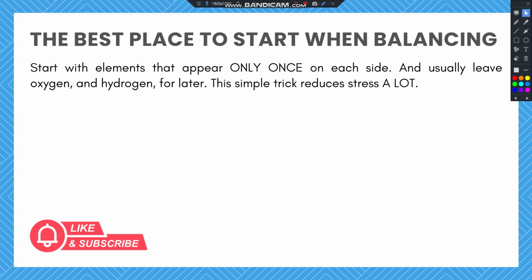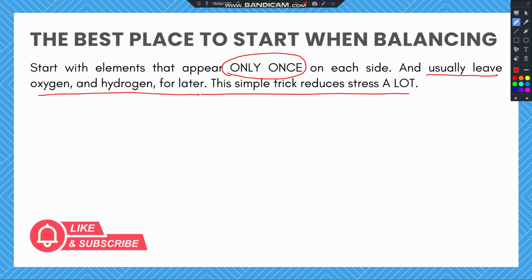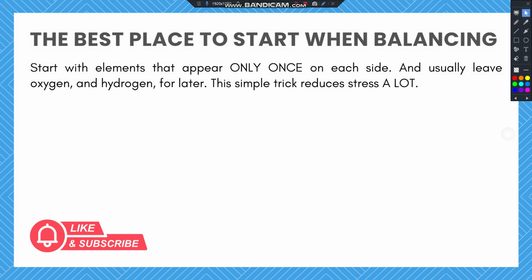Now at this point someone might be asking, what is the best place to begin when you want to balance a chemical equation? Well, the best place to begin is to start with the elements that appear only once on each side of the chemical equation. Usually leave oxygen and hydrogen for later. This simple trick that I just gave to you will reduce plenty of stress for you, I assure you. Leave oxygen and hydrogen for later.